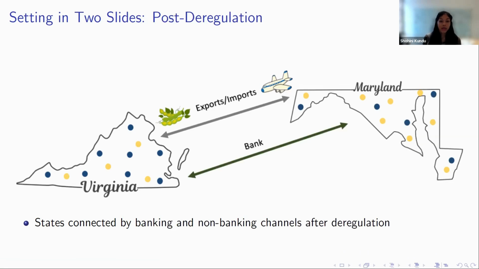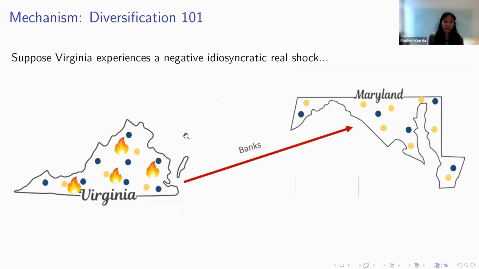Now with deregulation, in addition to a trade channel, there's also a banking channel. Virginian banks can branch out to Maryland and Maryland banks can branch out to Virginia. So now you have blue dots in Maryland and yellow dots in Virginia. What this means is that in any given year, if Virginia experiences a bad shock, say a drought or some natural disaster, and they can't harvest as many soybeans, banks will divert their capital out of Virginia and invest into Maryland. And the increased investment in Maryland leads to greater economic growth in the state.